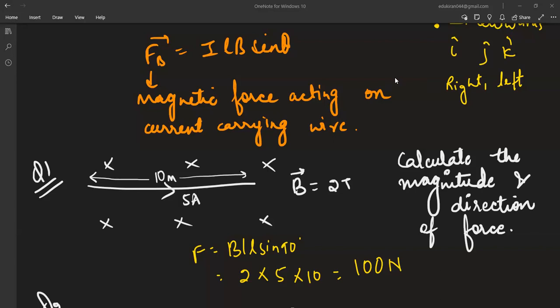See class, if you keep your right hand along the direction of current, it should be in such a way that the nails are pointing towards the right. This is how you will keep your right hand along the direction of current. Now curl your fingers towards the magnetic field. Magnetic field is inwards. Minus I cap means right. Towards right, Chavez, your answer is.